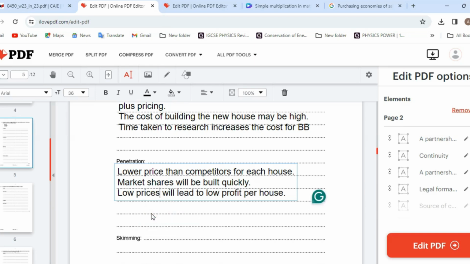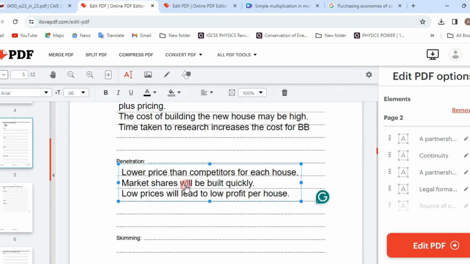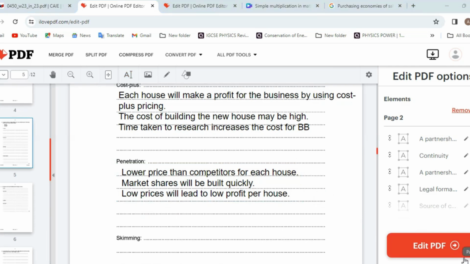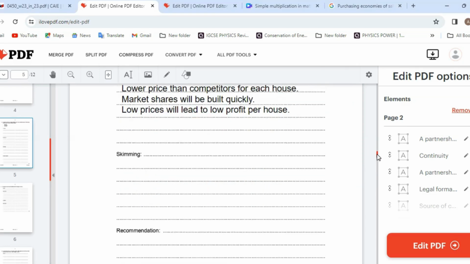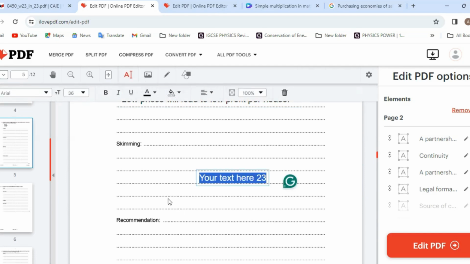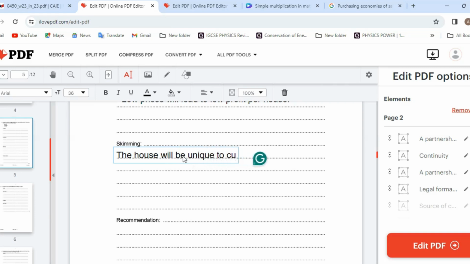Okay, let's see what we have for the skimming method. Using the skimming price method, the price is high when introducing a new product to the market, and the price will be set lower as competitors enter the market. Let's see some advantages and then put a disadvantage. When introducing the new houses, the house will be unique to customers and they will buy it at that high price.